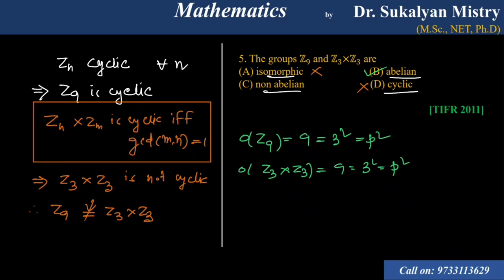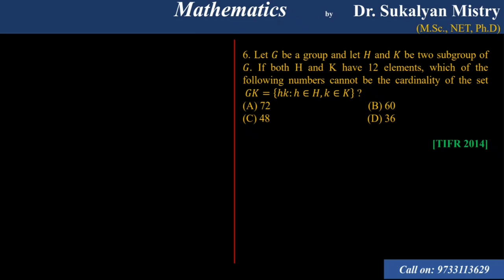Okay. So next example. Let G be a group and H and K be two subgroups of G. If both H and K have 12 elements, that means order of H is 12 and order of K is 12, which of the following numbers cannot be the cardinality? Cardinality means order, that is the number of elements of the set HK. So which of the following numbers cannot be the order of the set HK?